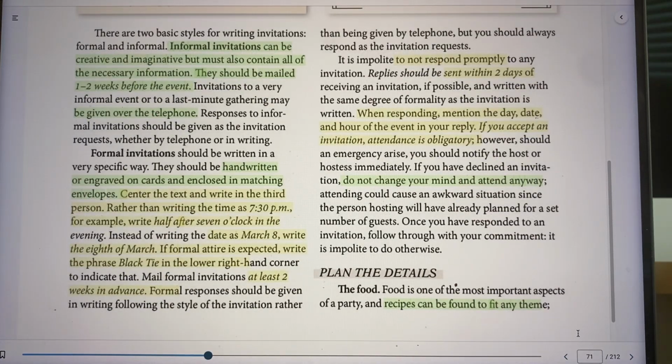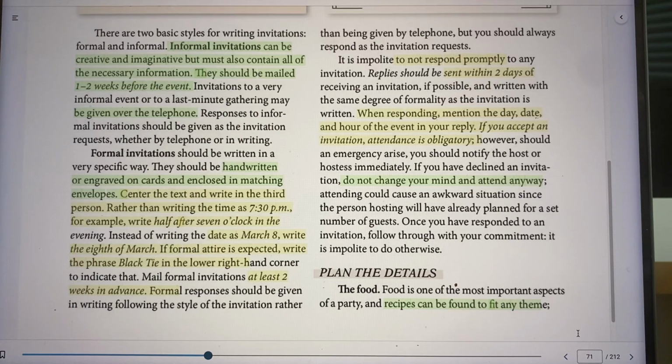So there are two basic styles, as I show you. Informal invitations can be creative and imaginative, but they also contain a lot of necessary information. They should be mailed one to two weeks before the event. Don't mail them too early, unless it's a wedding and people have to make airplane reservations or figure things out ahead of time. Then you do want to tell them maybe a couple of months in advance. Otherwise, they should be mailed out one to two weeks before the event. Also, invitations can be given over the telephone. You can call and invite people if you'd like too.